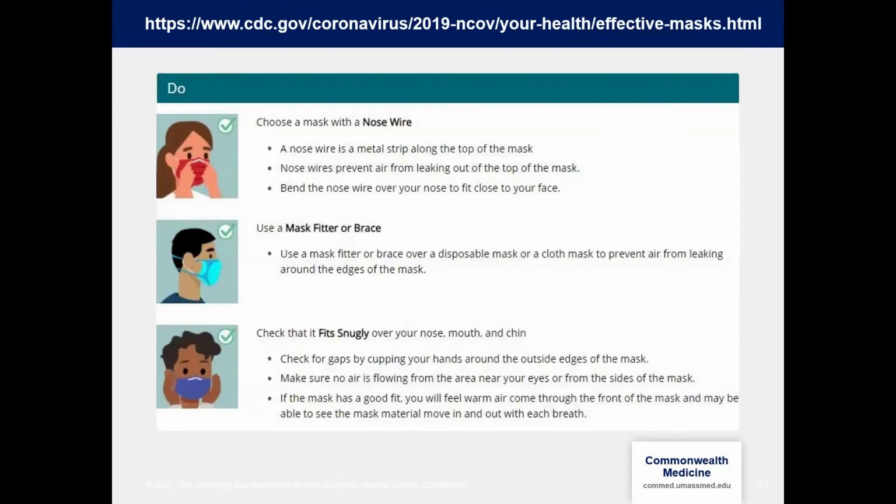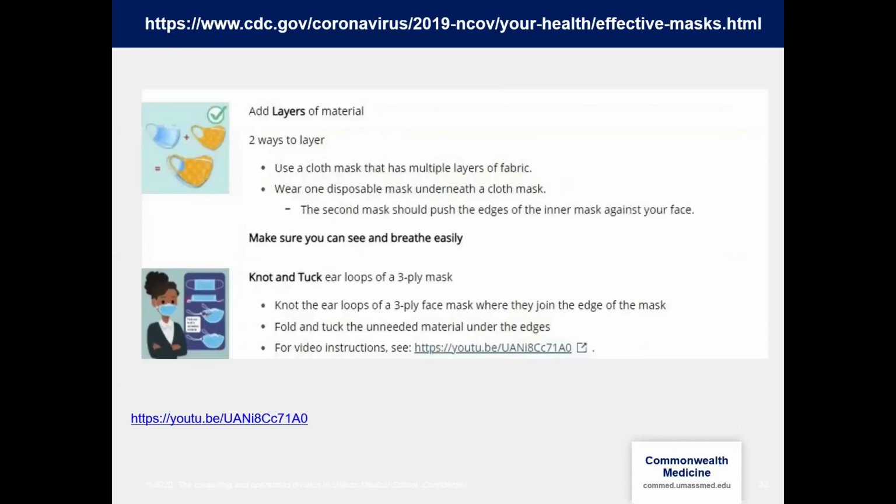This is from the CDC website to share with your staff how to effectively use masks. The best kind of mask, even a cloth mask, has a nose wire in it so that you can really push this around the top of your nose. There are these mask fitters or braces. I haven't seen anybody wear these, but I think it's a good idea. They're just a silicone material, and you put them over your mask so that they give you much better protection to seal it so you don't have that leaking around the edges of your mask. Making sure that it fits snugly and that you don't have any gaps on the side of the mask.